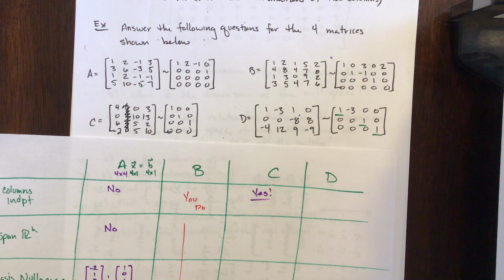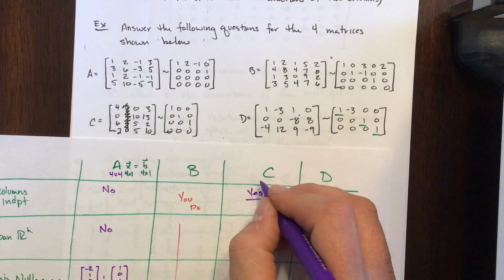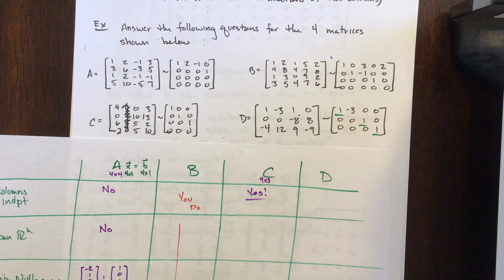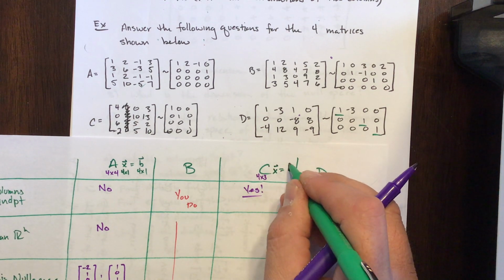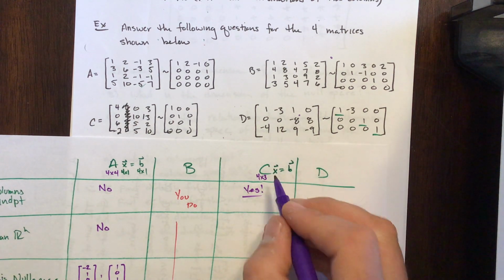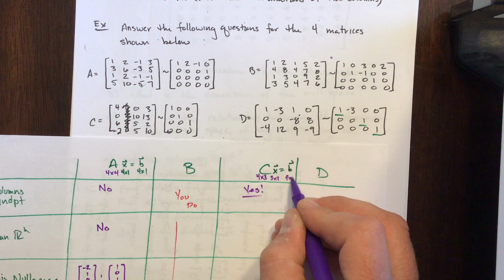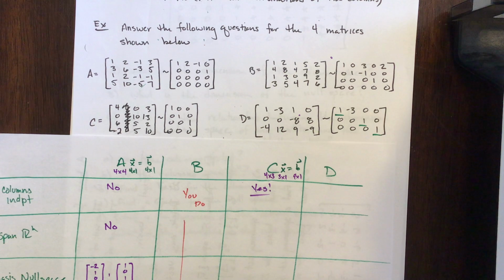Does it span Rn? Well, what is Rn in this case? We'll answer the same question. So C is a 4 by 3 matrix. You're multiplying it by some vector x and outputting some vector. What is the vector x you're multiplying it by? 3 by 1. And what are you outputting? You're outputting a 4 by 1. Okay, so does it span all of Rn?